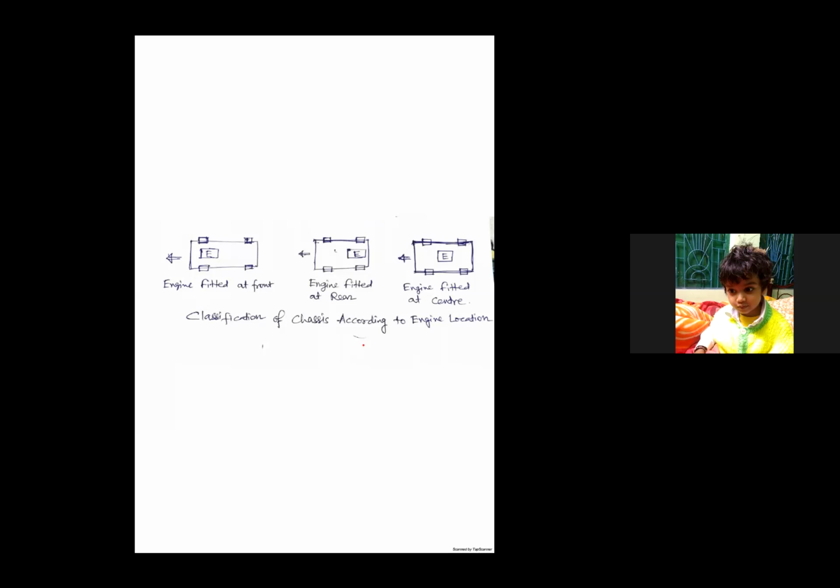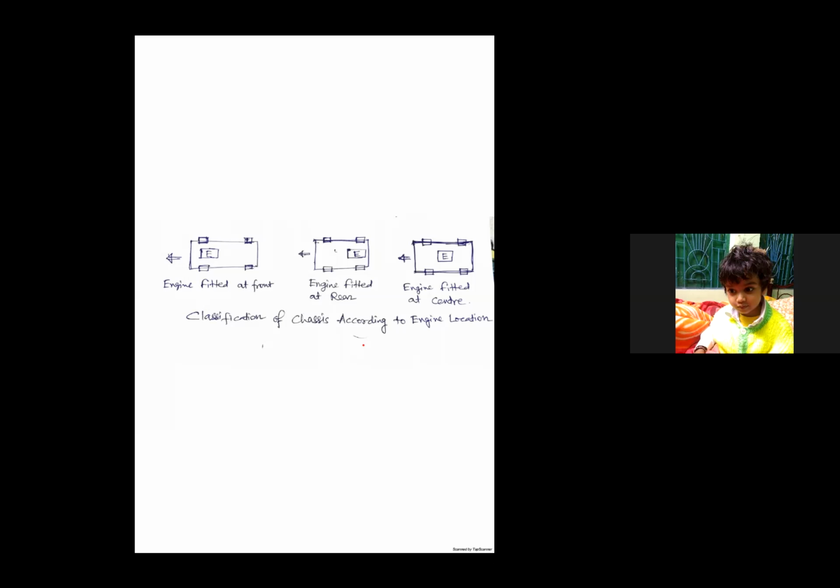One is engine fitted at the front, that means the front mounted engine. Engine fitted at the rear means the rear mounted engine, and another kind of engine fitted at the center. That means this is called the mid engine mounted chassis. So according to the engine location, there are also three types: front mounted engine, rear mounted engine, and mid mounted engine.